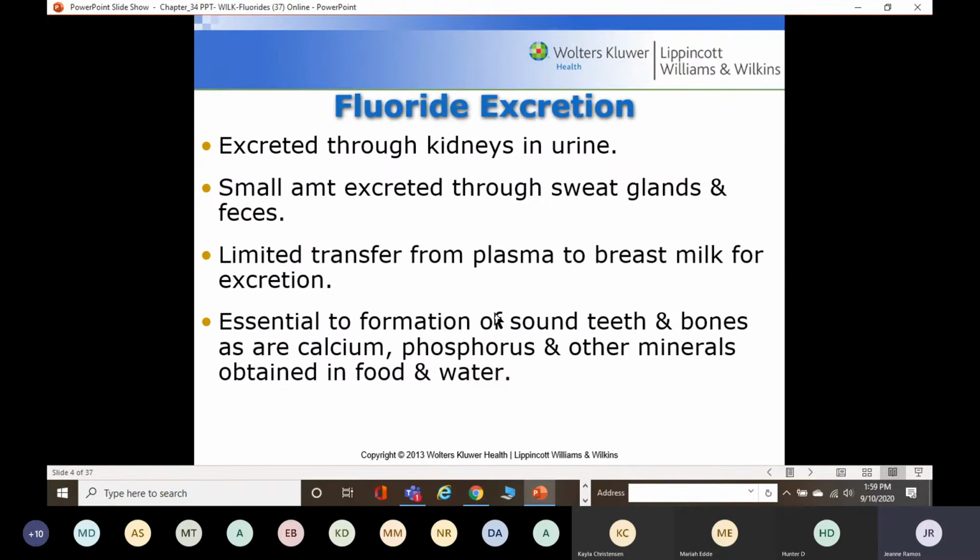So excretion: fluoride is excreted through the kidneys and the urine. A small amount is excreted through our sweat glands and feces. There's a limited transfer from the plasma to breast milk for excretion. It's essential to the formation of sound teeth and bones, as are calcium and phosphorus, which are in your teeth, in your enamel, and other minerals obtained in food and water.